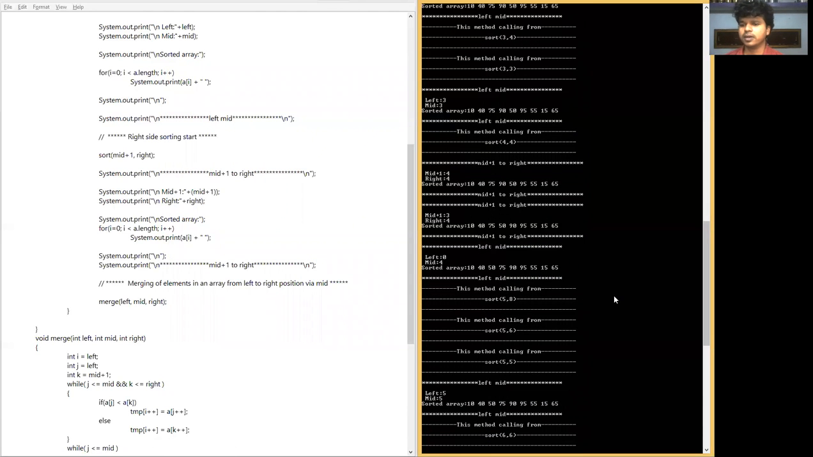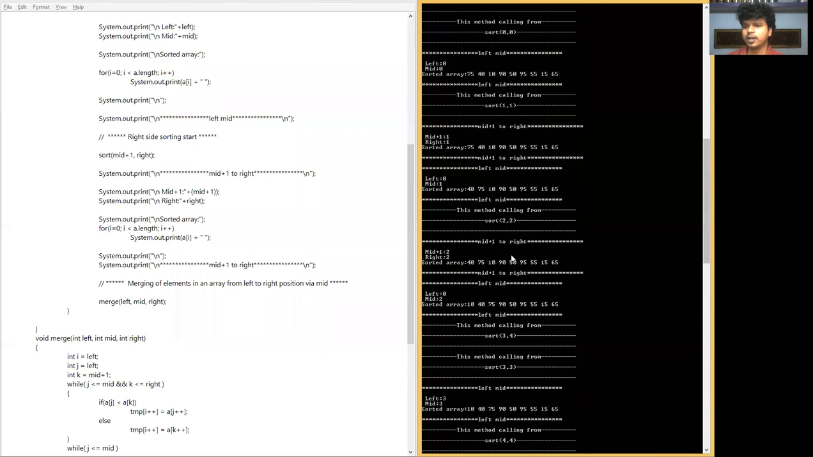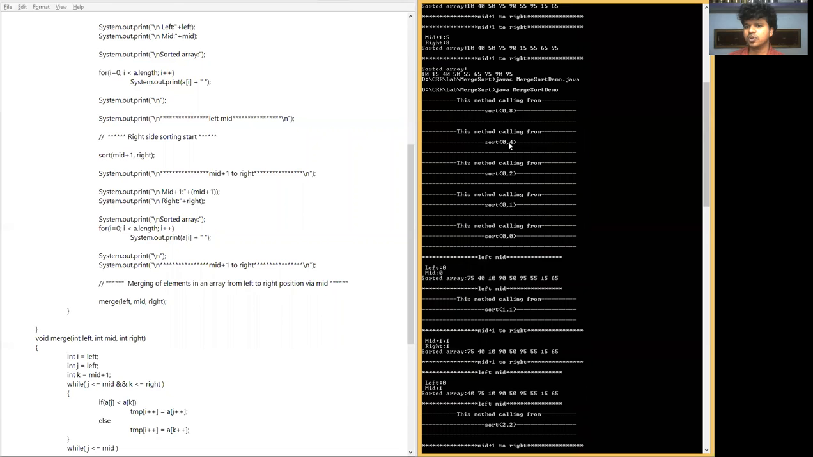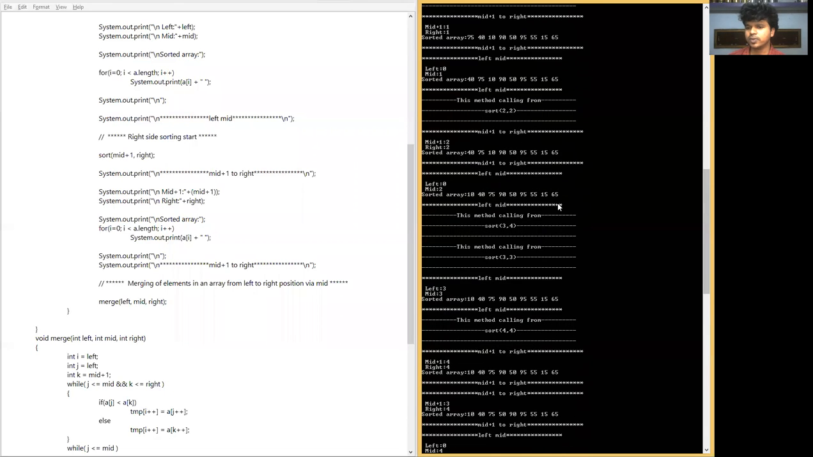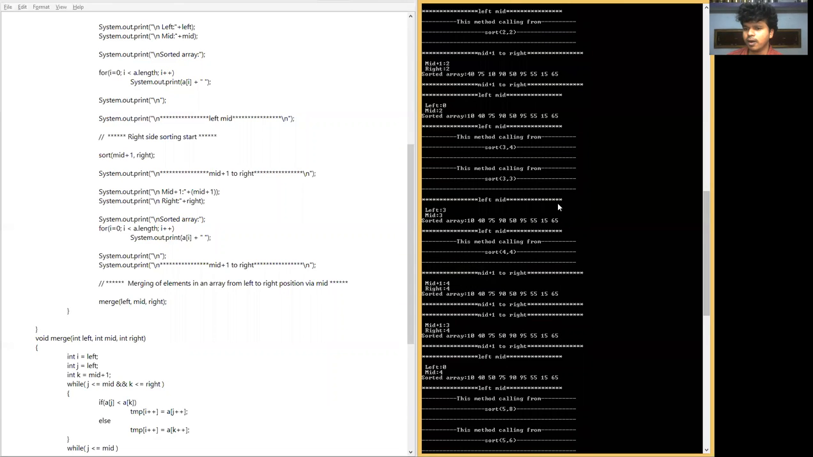Next, evaluating from where? 0, 4. Already we are calling this method from 0, 4. So for that we are going to apply the technique on these elements such that they are going to appear in ascending order.